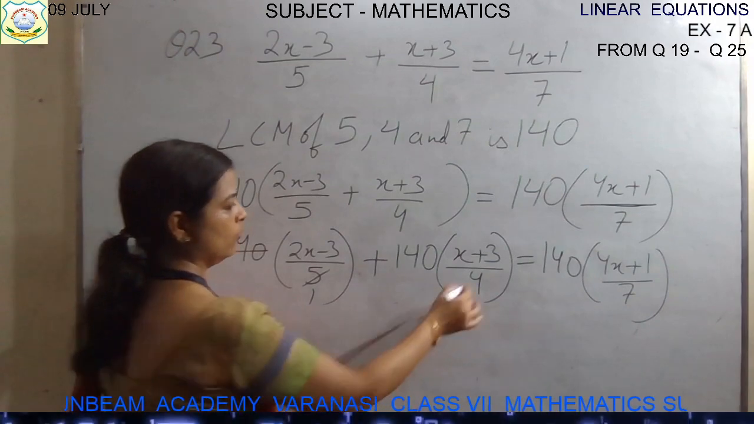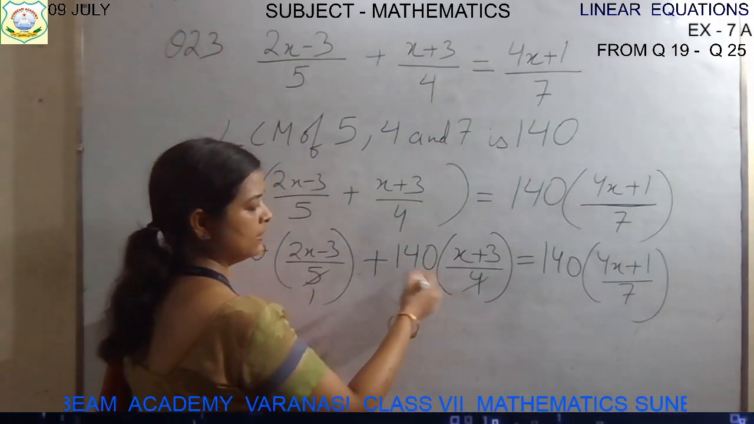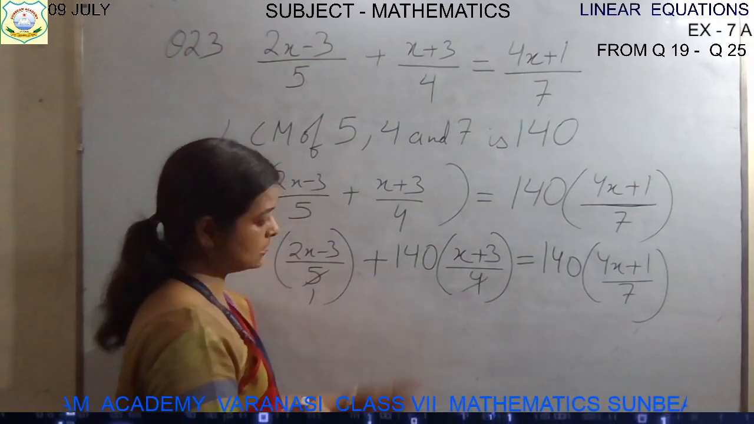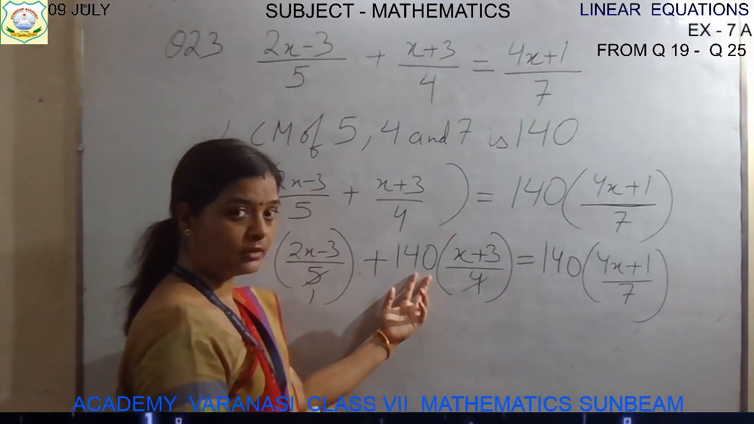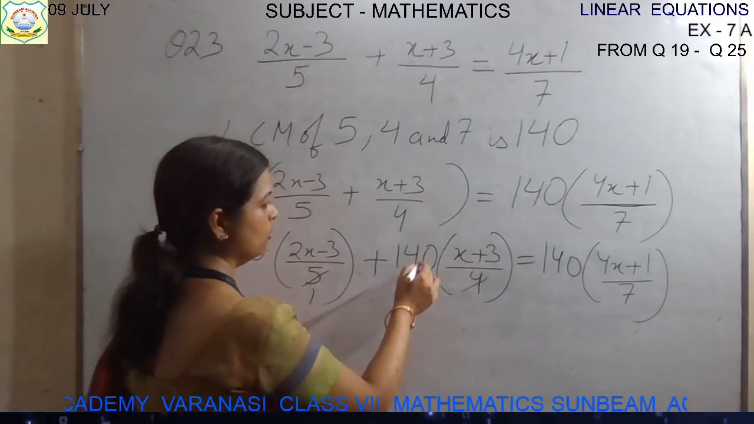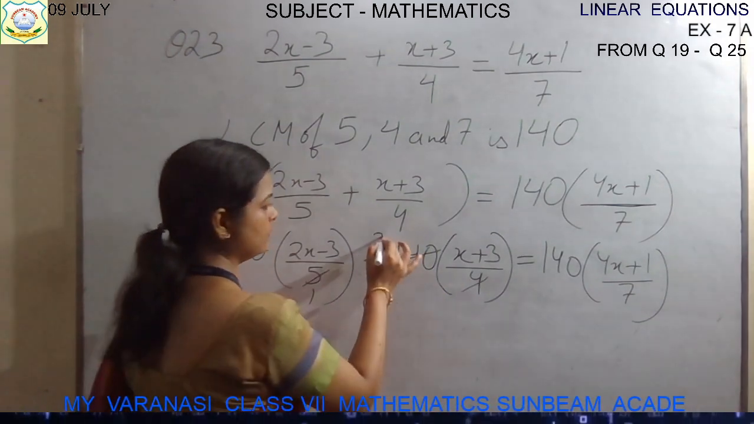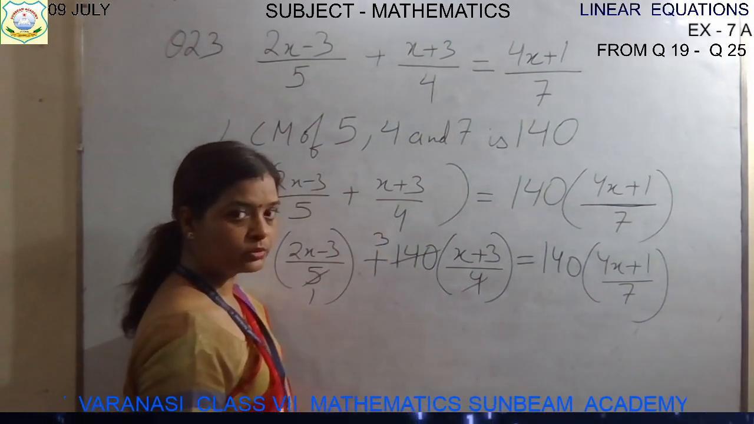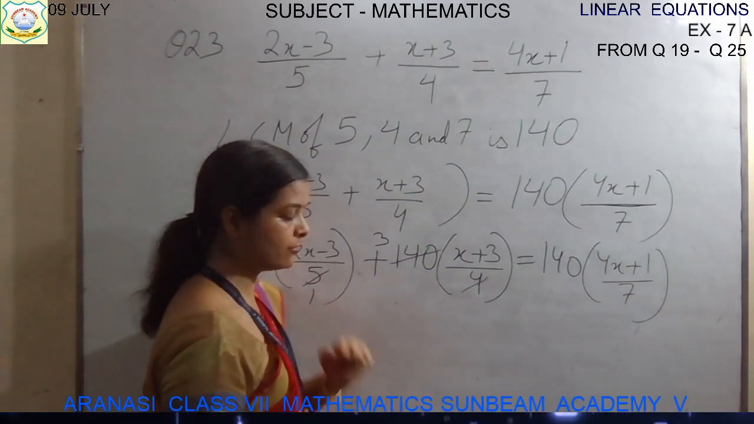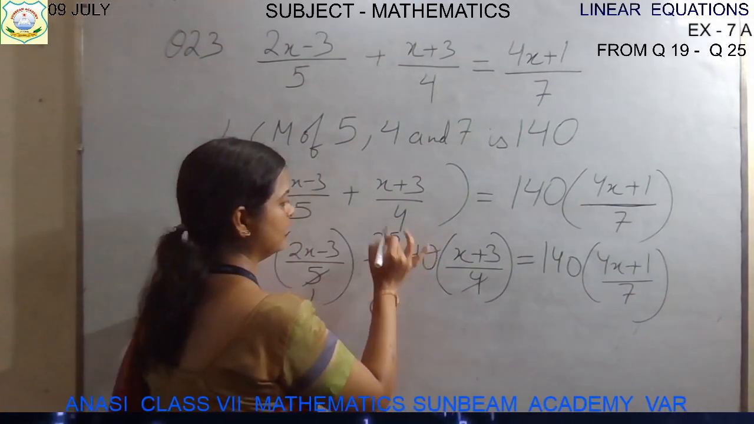Here 4. Can we simplify with 4? Yes. See the last two digits 40. Yes, it is divisible by 4. So 4, how many times? 4 3s are 12. How much is left? 4 3s are 12 and 2 is left. So 4 5s are 20.